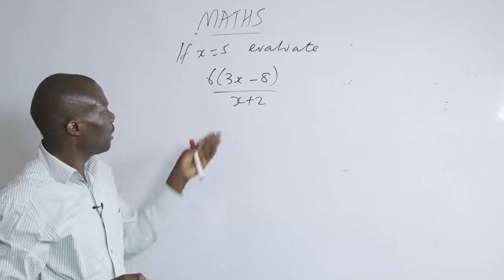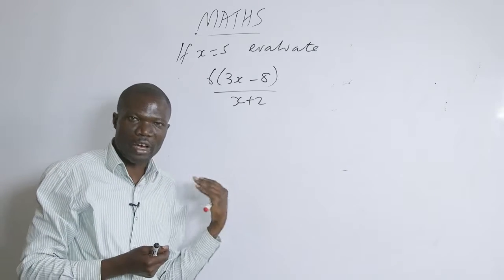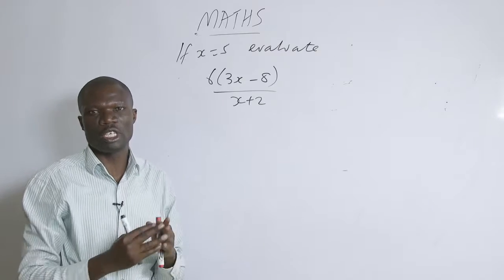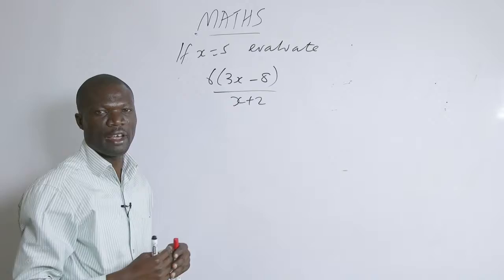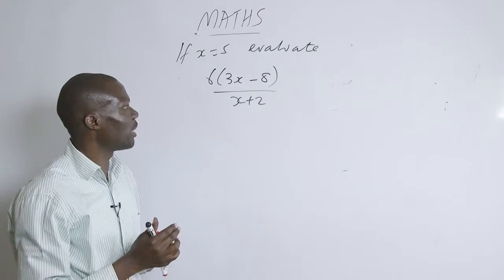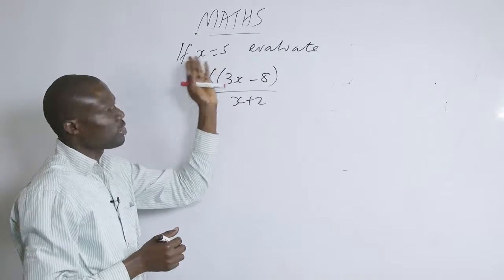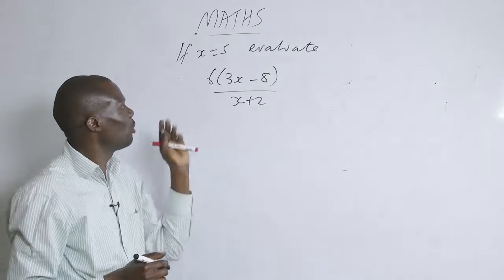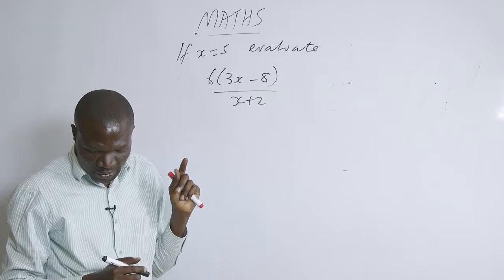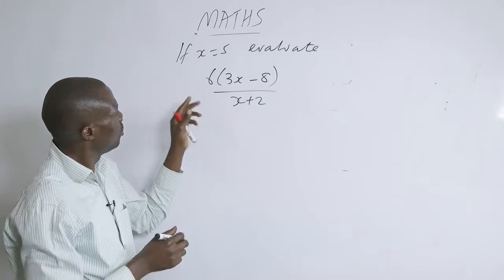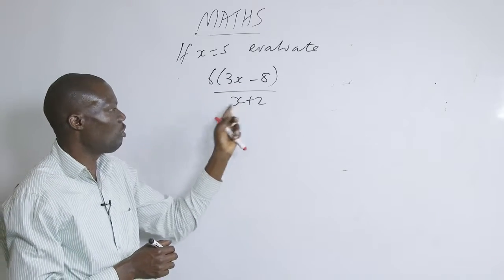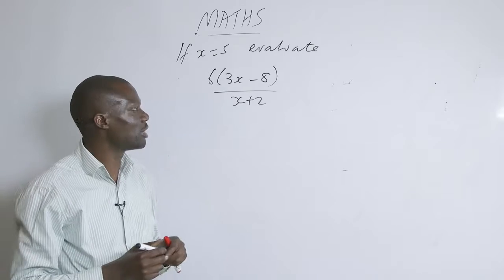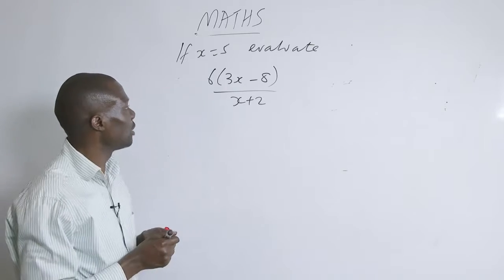So this is when it involves one pronumeral. Now, let us introduce a question where we have a denominator which is not a single pronumeral or a single number, but simply an expression just like the rest. So if x is equal to 5, evaluate 6 into 3x minus 8 over x plus 2.